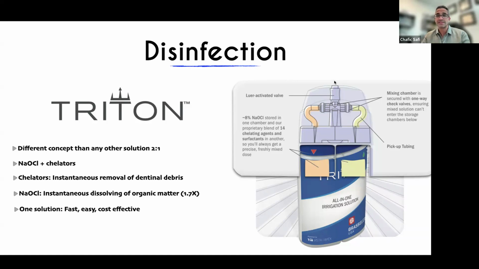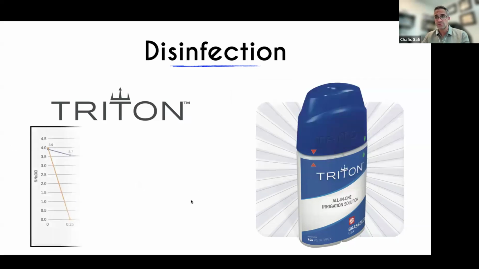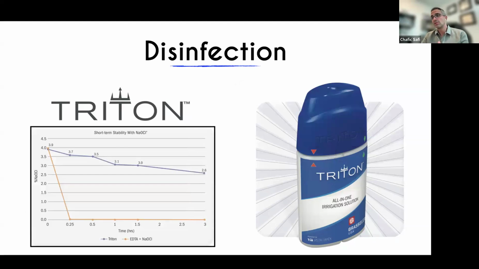The solution gets mixed up automatically with the right ratios to give you a solution that's able to clean well and disinfect well your root canal system. And so it's one solution rather than having 3 solutions. And it has been shown that it could dissolve organic matter almost twice as fast as regular sodium hypochlorite. It has a long-term better stability than sodium hypochlorite alone.